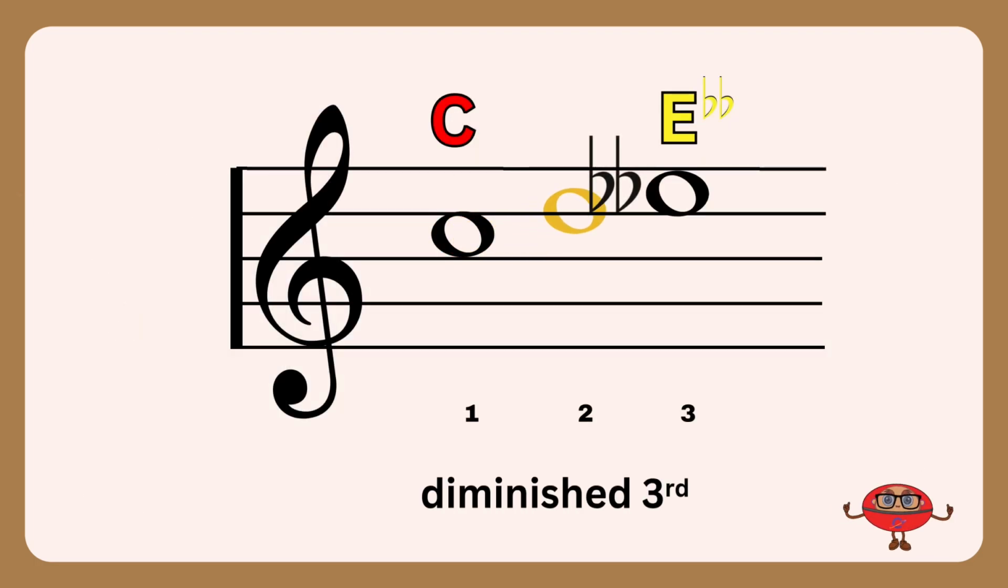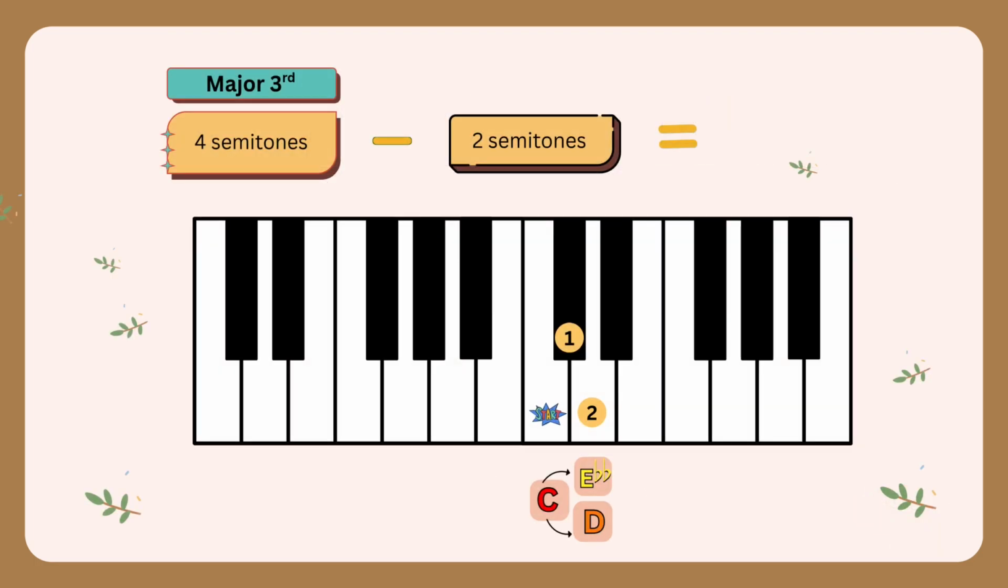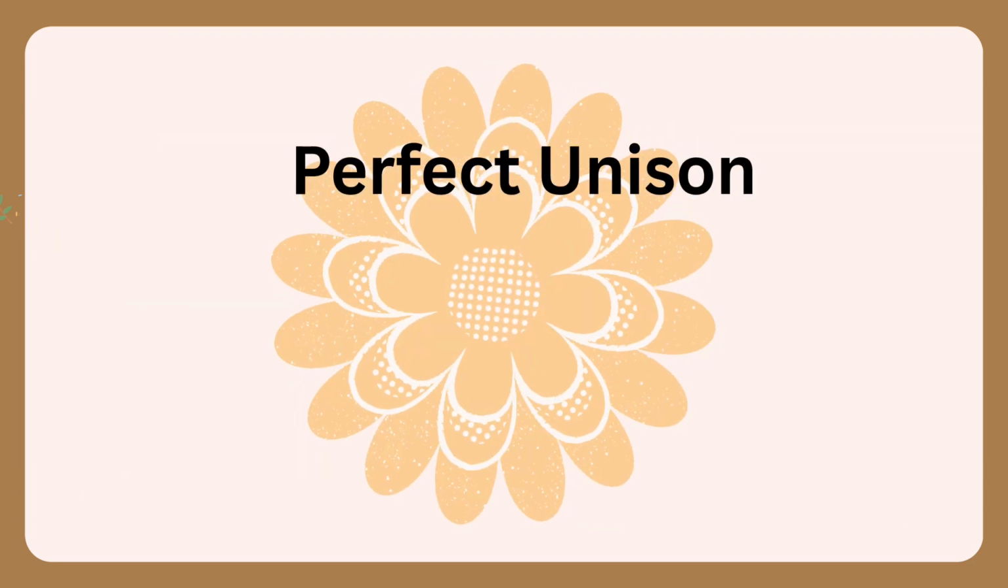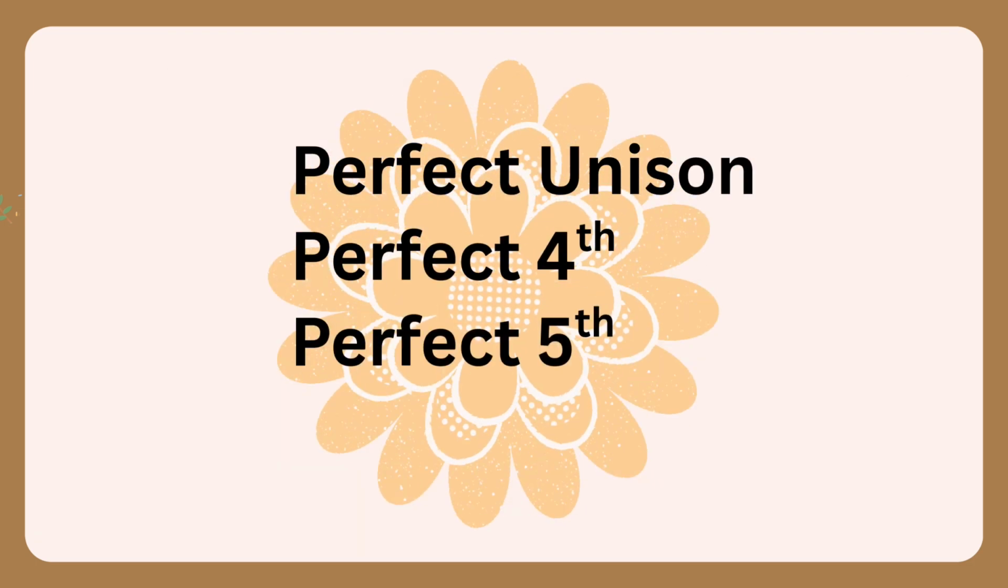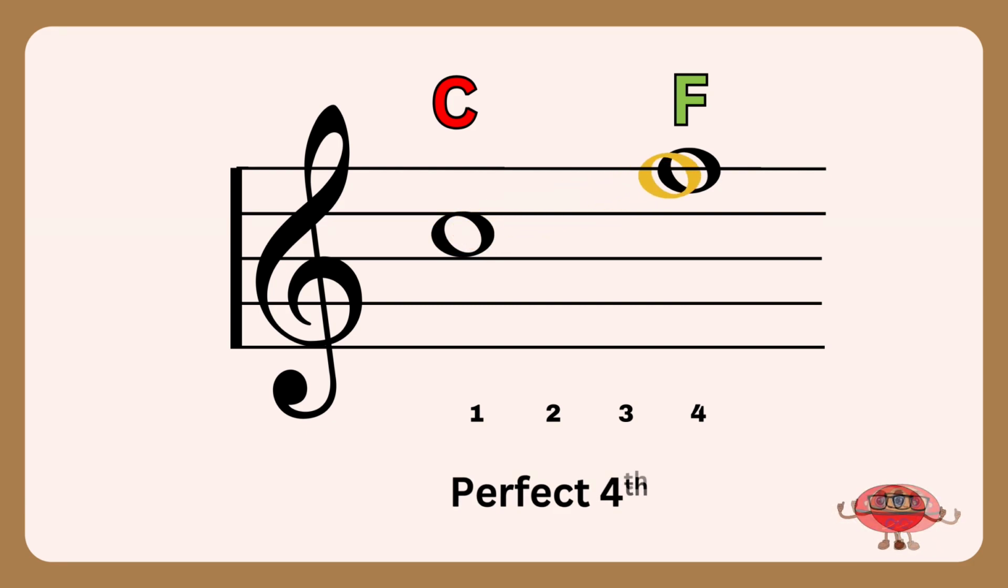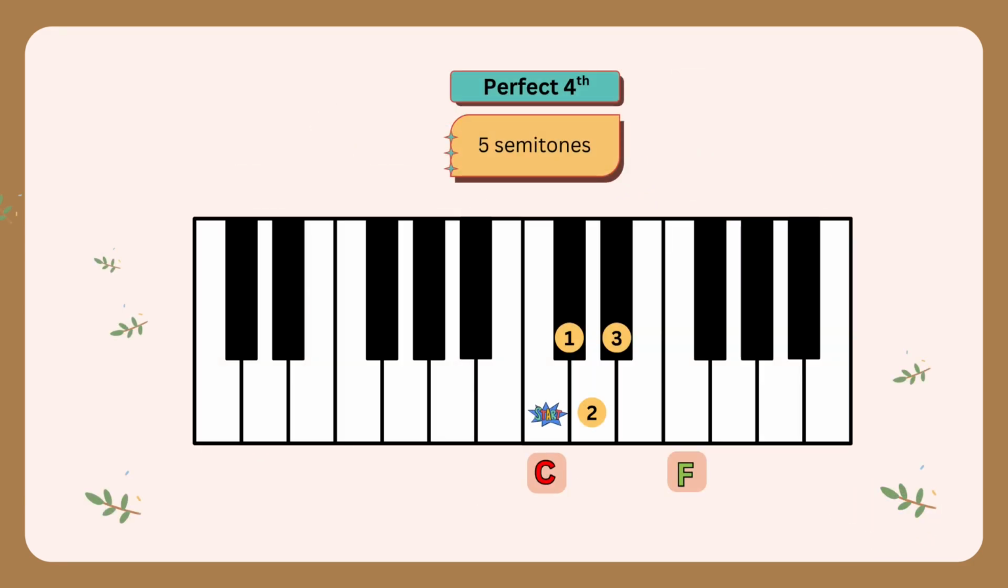C to E double flat, which sounds the same as D, minus 2 semitones makes 2 semitones. This is a diminished third. Perfect intervals include unison, perfect fourth, perfect fifth, and octave. Let's take C to F as an example for perfect fourth. A perfect fourth spans 5 semitones.